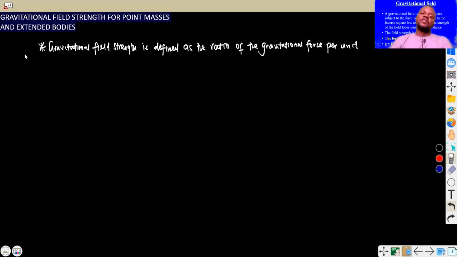The ratio of the gravitational force per unit mass is called gravitational field strength. The gravitational field strength is denoted by E, and it is given as F divided by M. We need to keep this at the back of our mind: F is measured in Newtons, and M is measured in kilograms. So the SI unit is Newton per kilogram.